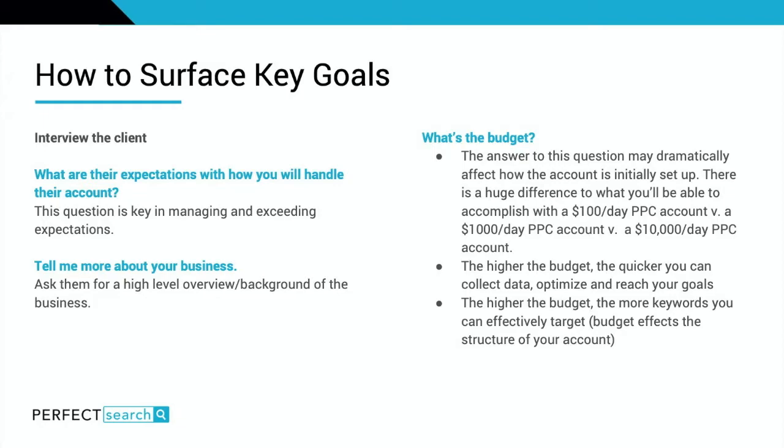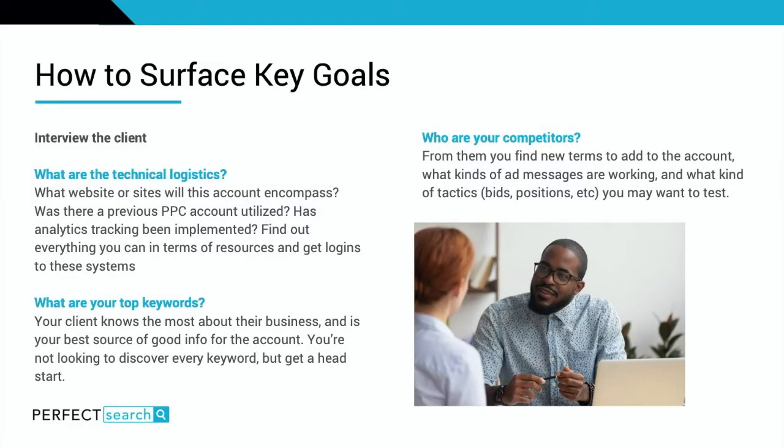And of course, one of the main ones there being what's the budget, because we want to know exactly what the budget is, because that'll affect how we end up structuring the account and a lot of other factors when setting up a new account. It's also important to ask what sort of technical logistics there are. So for example, what websites will the account encompass? In a lot of cases, some clients have a subdomain where they send some of their paid traffic. So it's important to get an idea of what sites will actually be included.